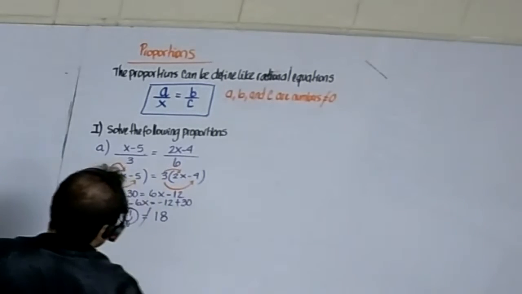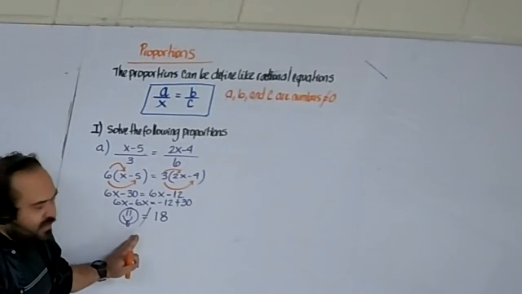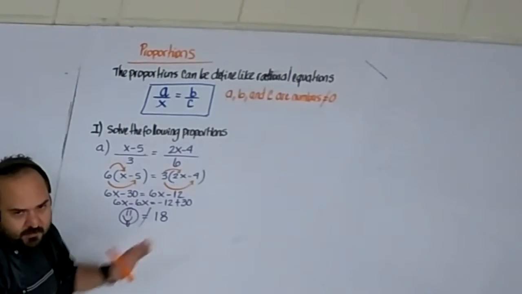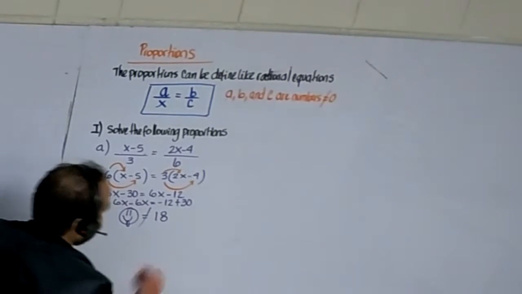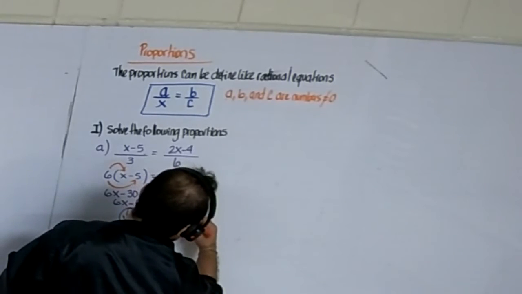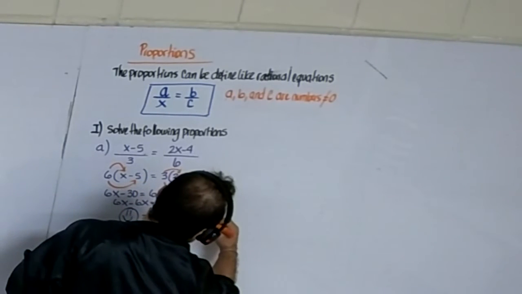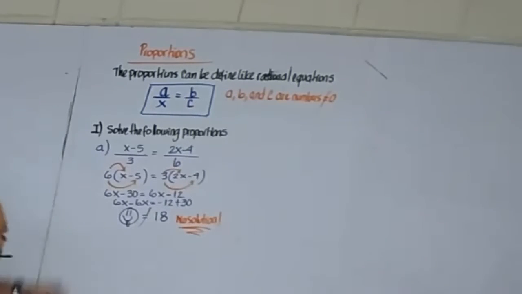This is not true. When you see an equal sign with a slanted line, that means it is not equal, it's false. For that reason, this equation, this proportion, doesn't have a solution. There is no solution. In this example, there is no solution.